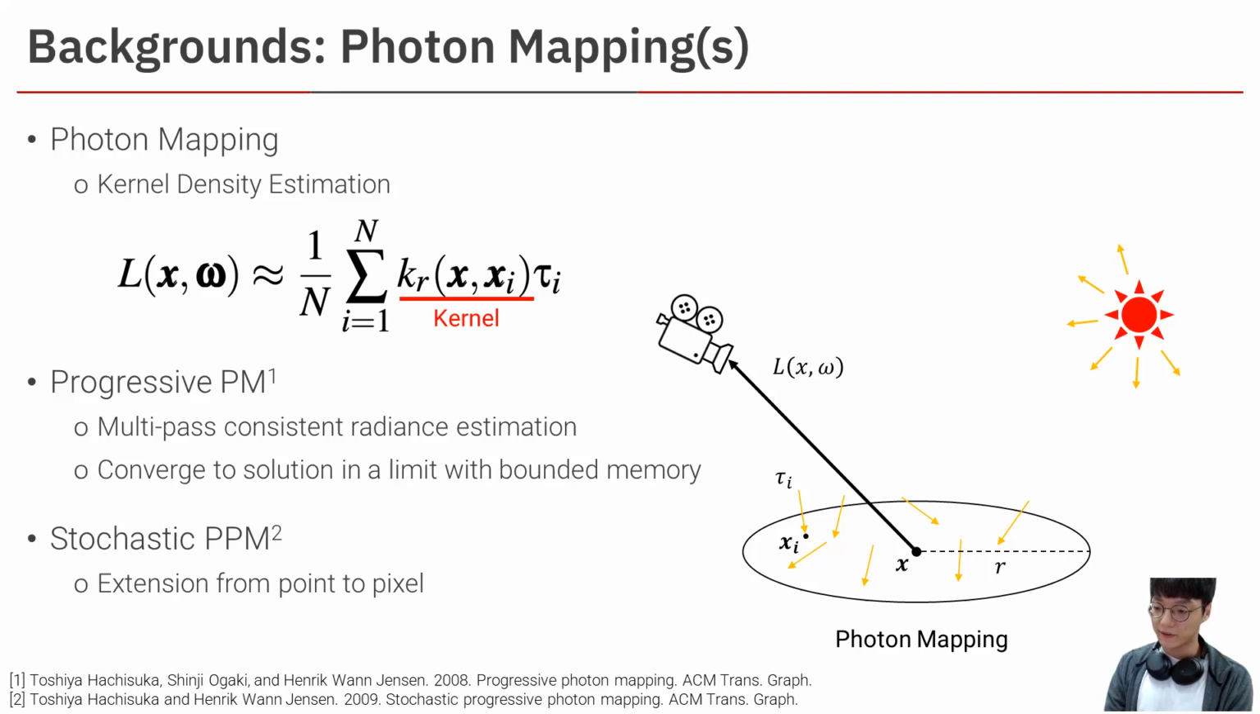The most famous variant of photon mapping is progressive photon mapping, which extends the original algorithm into a consistent method. It traces photons, estimates radiance, and then discards the photons and traces new photons to bound the memory usage. The progressive photon mapping is extended to a pixel-wise estimator as stochastic progressive photon mapping to cover various stochastic effects like anti-aliasing or depth of field.